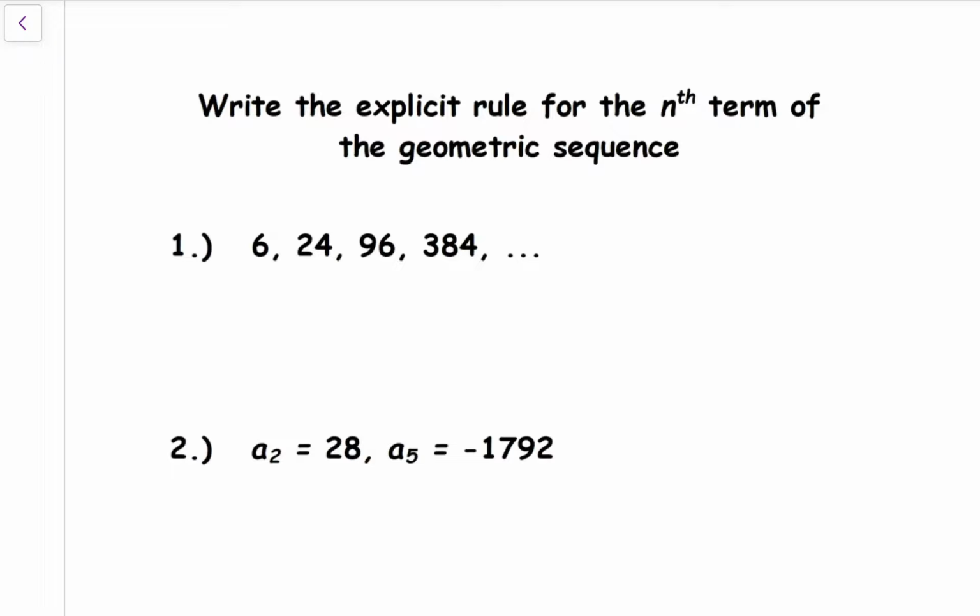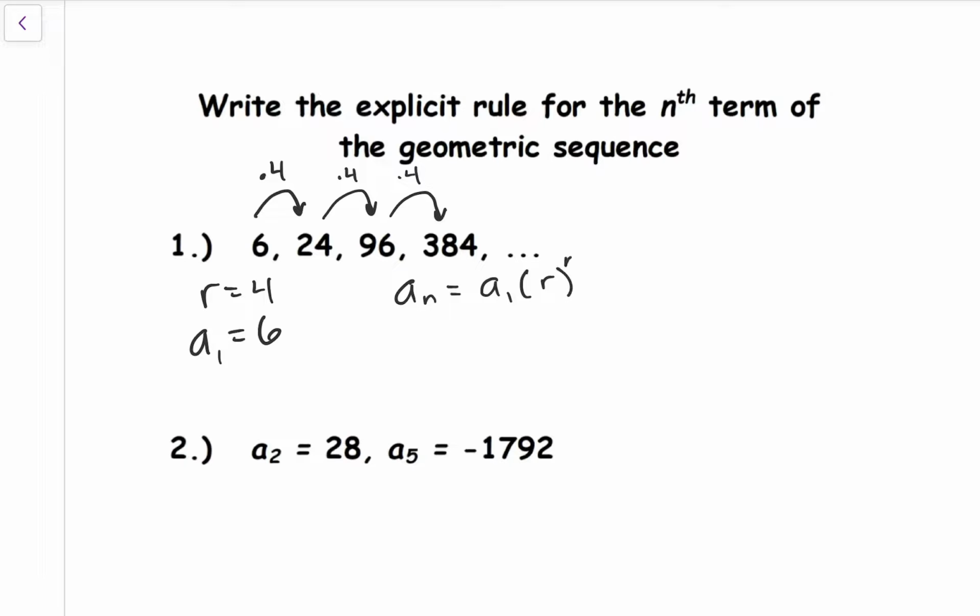The fact that it tells us it's a geometric sequence means we are multiplying to get to our next term. And if we look, the pattern is to multiply by 4, multiply by 4, multiply by 4, meaning our common ratio is 4. And in order to write an explicit rule for a geometric sequence, we need the common ratio, and we need the first term, which in this case is 6. Because if we remember, a sub n is equal to a1 times that common ratio to the n minus 1, meaning our explicit rule is a sub n equals 6 times 4 to the n minus 1.